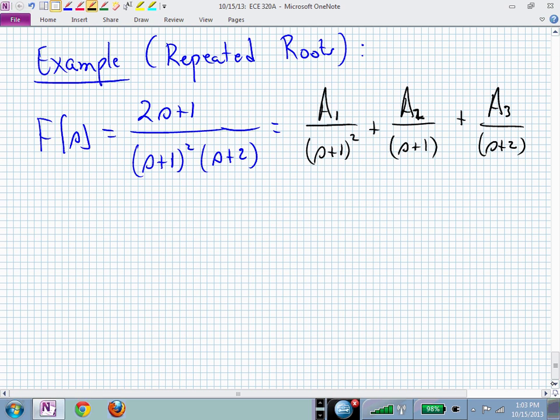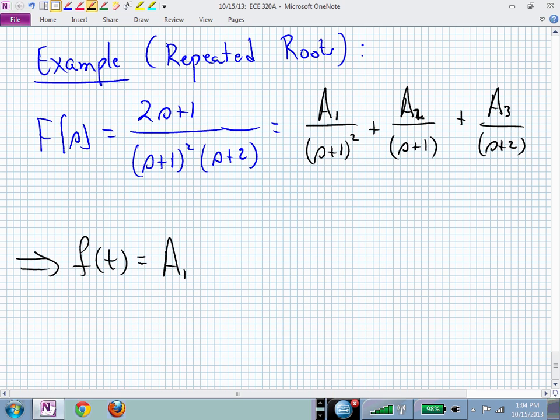If on the exam I said, give me the structure, only the structure, I'm basically saying do not calculate A1, A2, and A3. Just give me the structure for the time domain expression little f of t. Then you would write down an expression that contains these coefficients, A1, A2, and A3. And what do we see? We have A1.